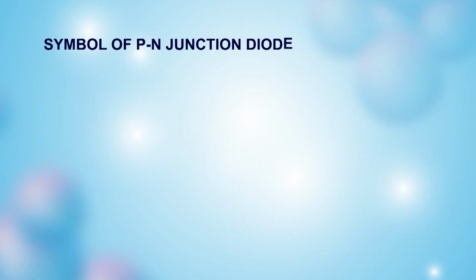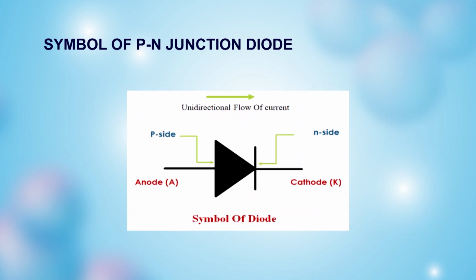Hello everyone. Today we are going to study about the construction of PN junction diode. In the past lecture we have seen how the PN junction diode is formed and what are the symbol of PN junction diode and how the depletion layer is formed. So this figure shows the symbol of PN junction diode.